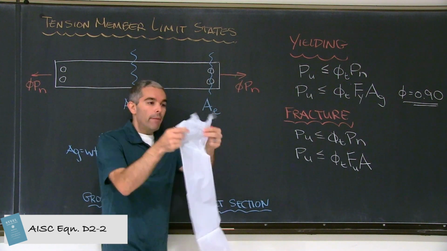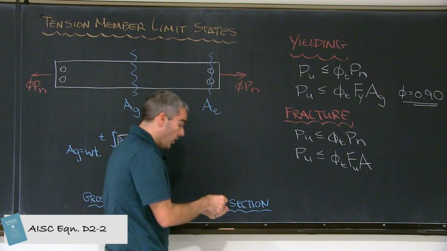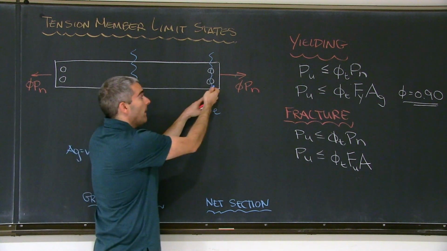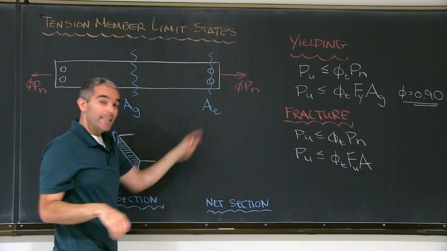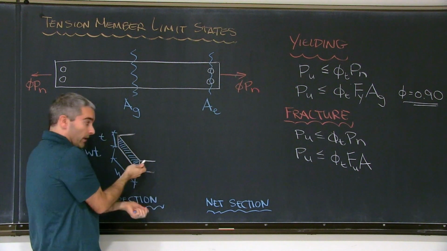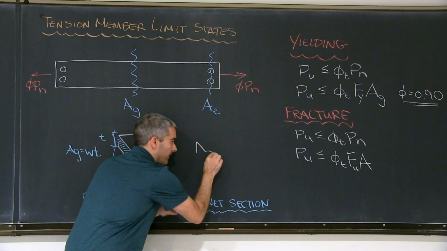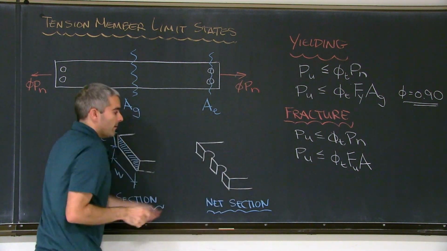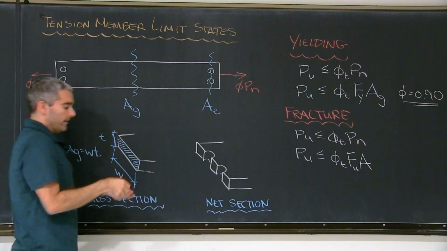Well, we saw that the member failed right here at the connection. So we say that we need to determine what the area is through those bolt holes, keeping in mind that the bolt holes will cause a reduction in area. We call this the net section. So for the net section, we have a similar cross-sectional drawing, except now we have bolt holes that we have to account for. So we have something that looks close to this, getting my three-dimensional drawing correct.